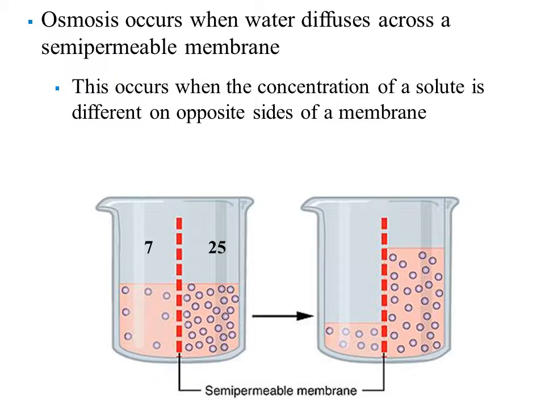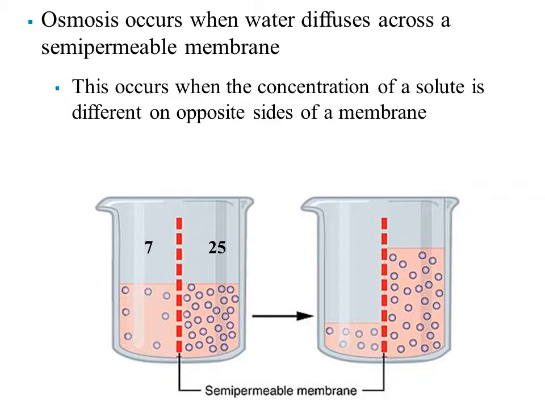The solute is the molecule, like a sugar molecule, like a salt molecule, like sodium, like potassium. Solute is the thing that is dissolved. A solvent is the thing that does the dissolving. So in this image below, we have 7 sugar molecules on one side of this semipermeable membrane.